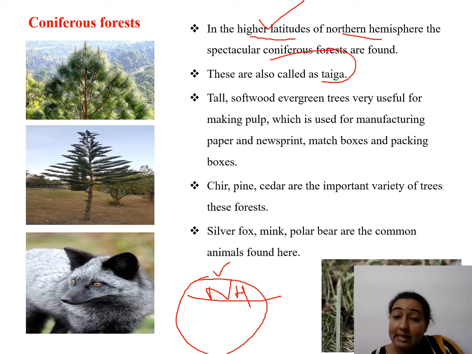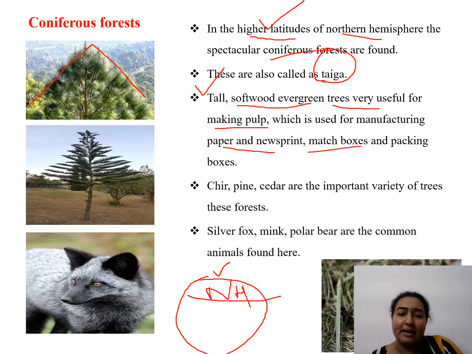These are also known as taiga. These trees are known as coniferous trees. Another name is taiga. The first characteristic is that they are tall. Softwood evergreen trees are very useful for making pulp, which is used for manufacturing paper and newsprint, matchboxes and packing boxes. We can see that these trees are evergreen in nature. They don't turn old and brownish in color. The leaves are always green in color.